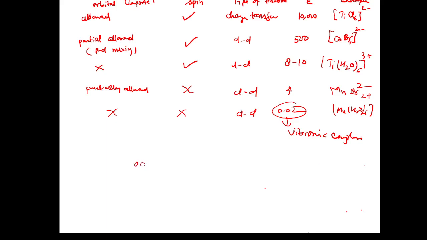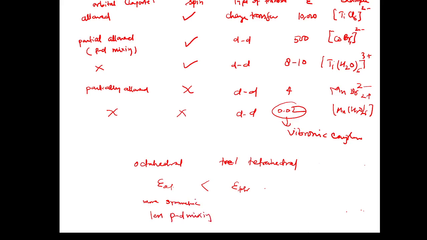Now if I ask, we have one octahedral complex, we have one tetrahedral complex, which one will have the higher epsilon, octahedral or tetrahedral? So epsilon tetrahedral will be larger than epsilon octahedral. Why? Because octahedral is more symmetric, with less p-d mixing. Tetrahedral is less symmetric, with more p-d mixing.